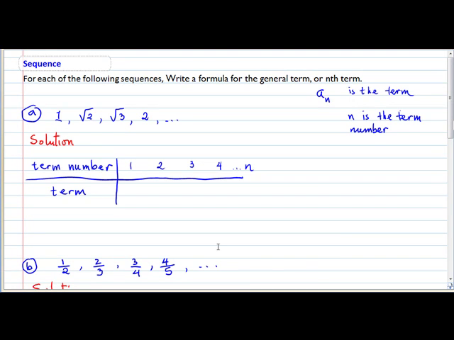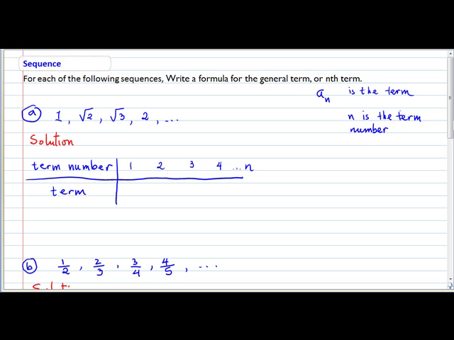In this example, I'm going to show you how to write a formula for the general term, or nth term, of the sequence. Before I start, I'm going to remind you that a sub n is the notation of the sequence. A sub n is called the term, and this n here means the term number.